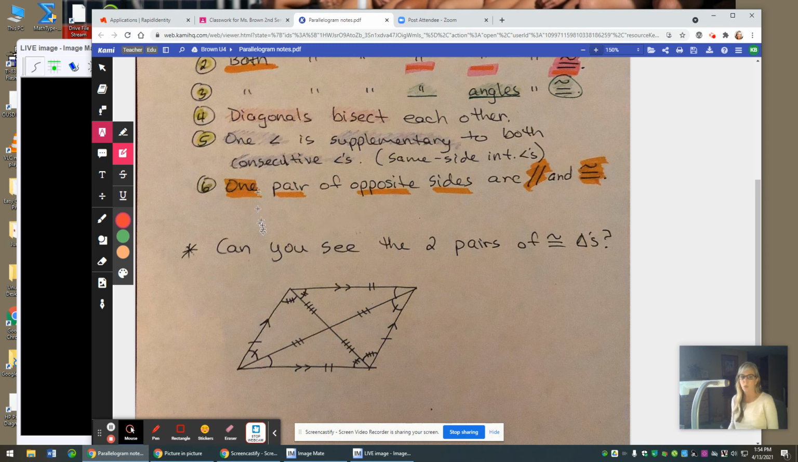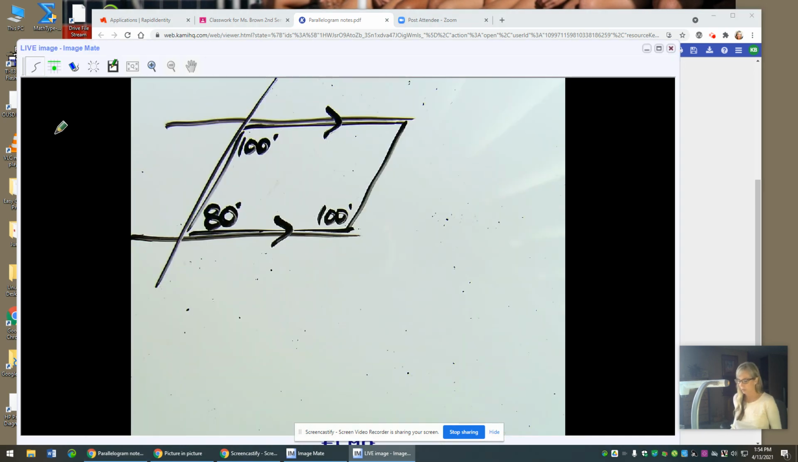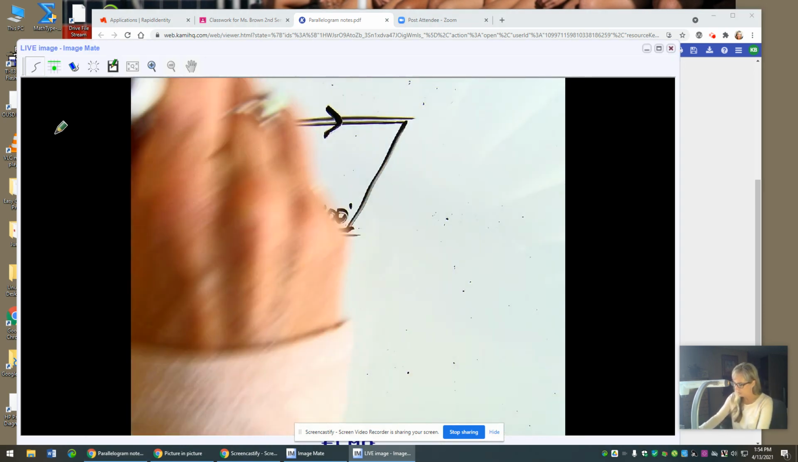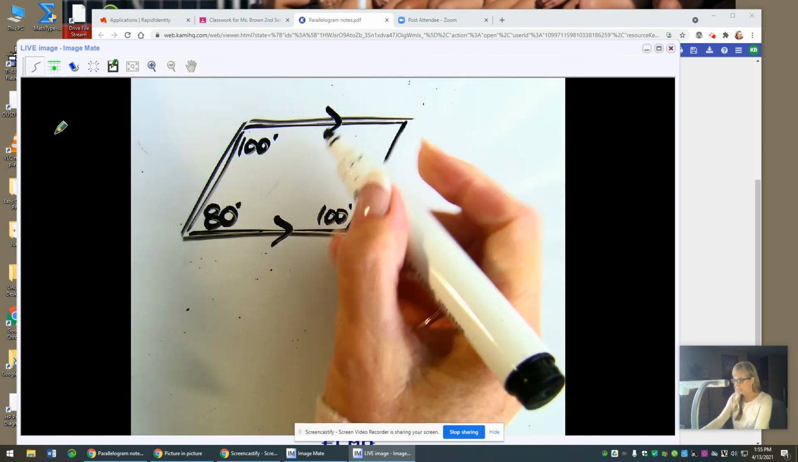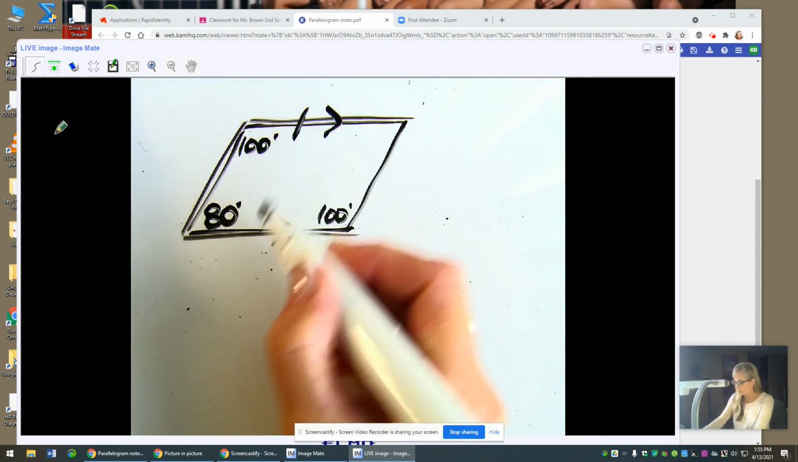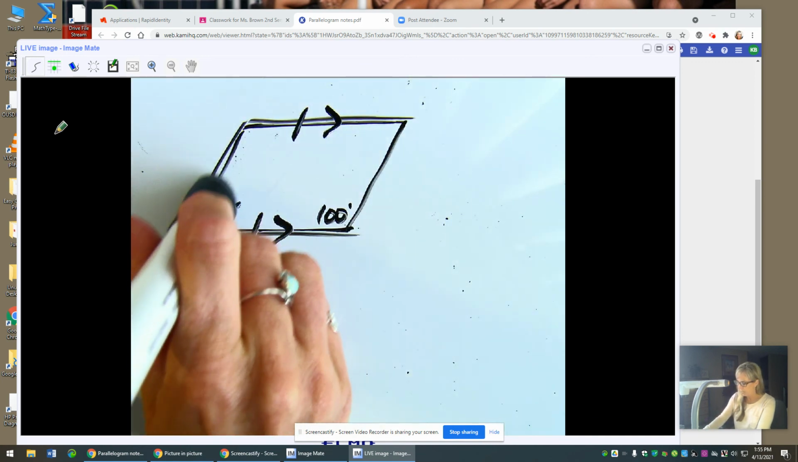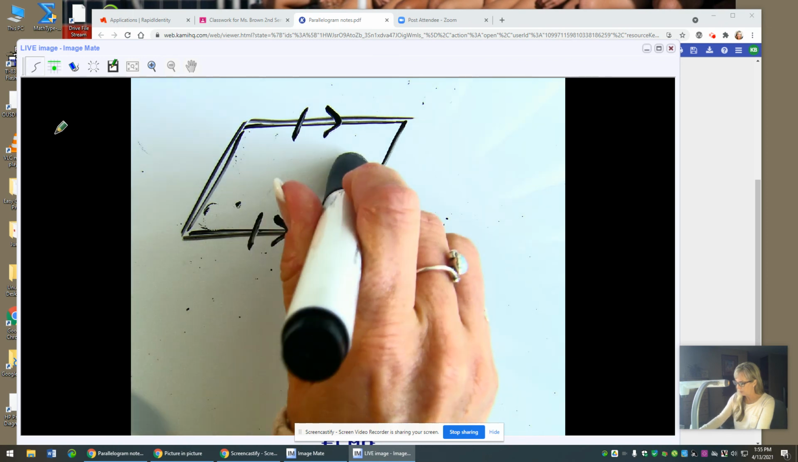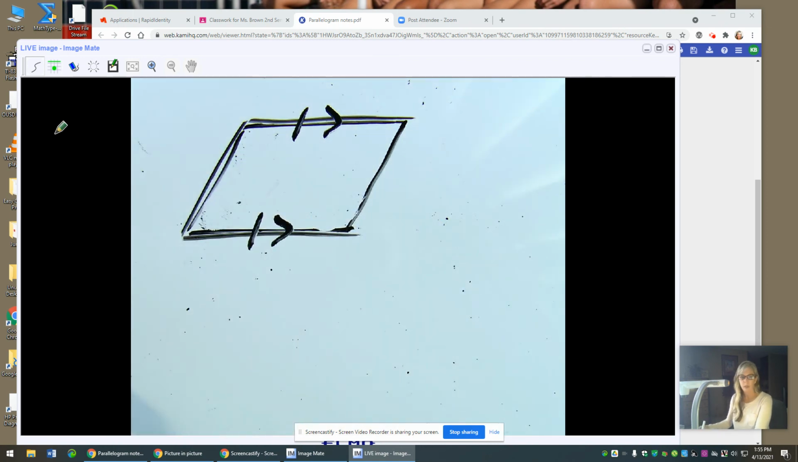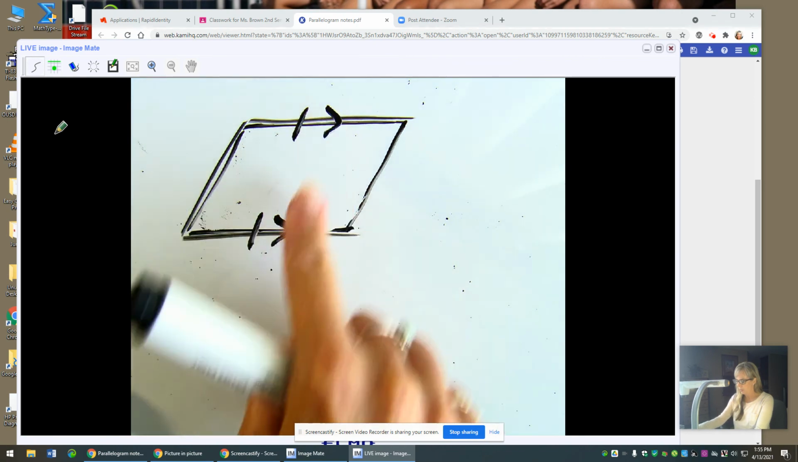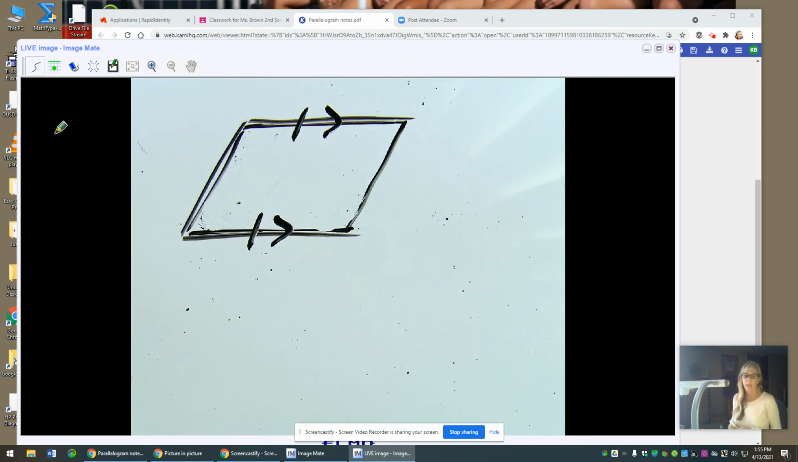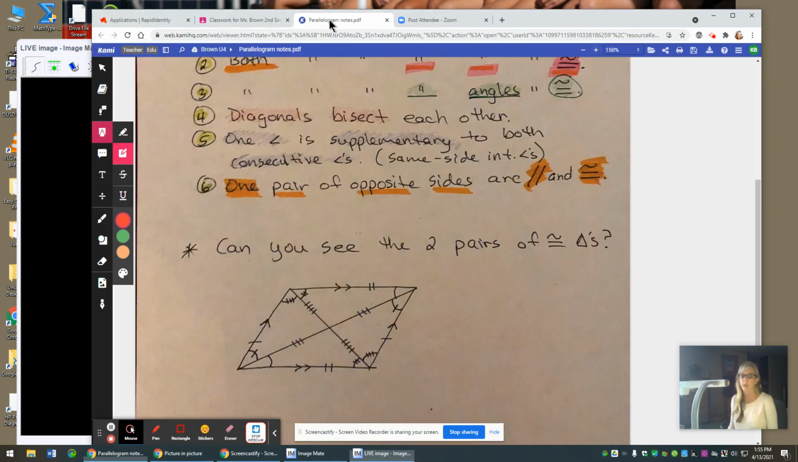And then last, if one pair of opposite sides are parallel and congruent. Let's go to my other diagram here. Let me clean this up a little bit. If one pair, so like I said that these are parallel, what if I said they were also congruent? And let's say I didn't have these angle measurements. That alone is enough to prove those are parallel and congruent. That alone will prove that it is a parallelogram. Okay, so those are all the different ways you can prove it.